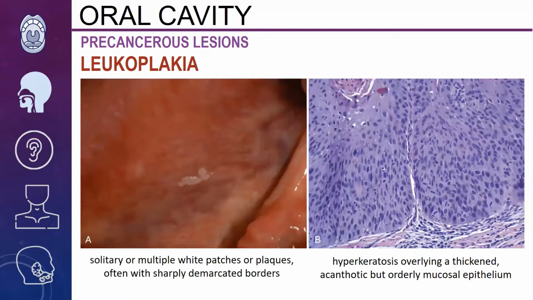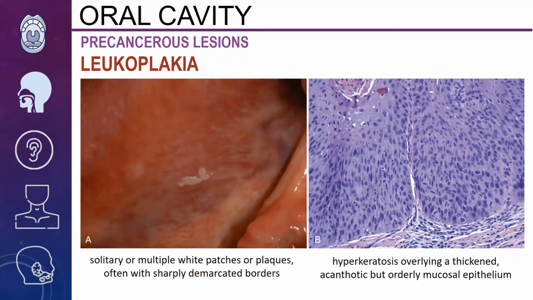Approximately 3% of the world's population have leukoplakia. 5 to 25% of these lesions are pre-malignant. Thus, until proven otherwise by histologic evaluation, all leukoplakias must be considered precancerous. Leukoplakia may occur anywhere in the oral cavity. The favored locations are the buccal mucosa, floor of the mouth, ventral surface of the tongue, palate, and gingiva.